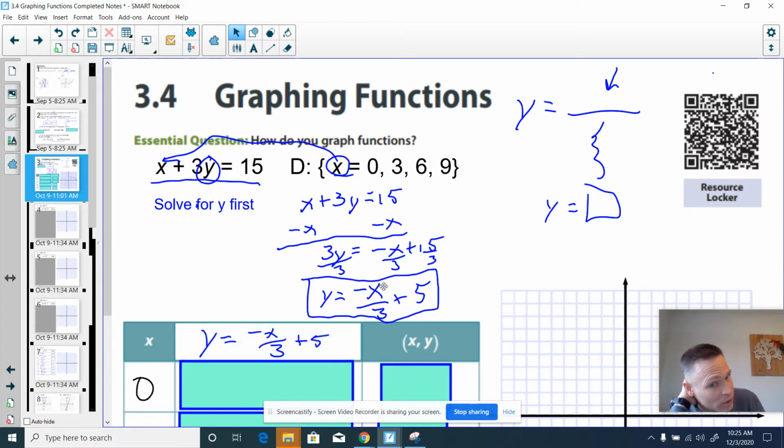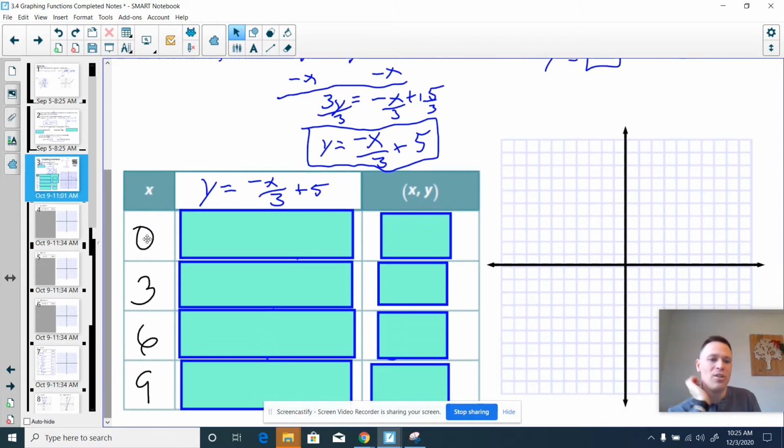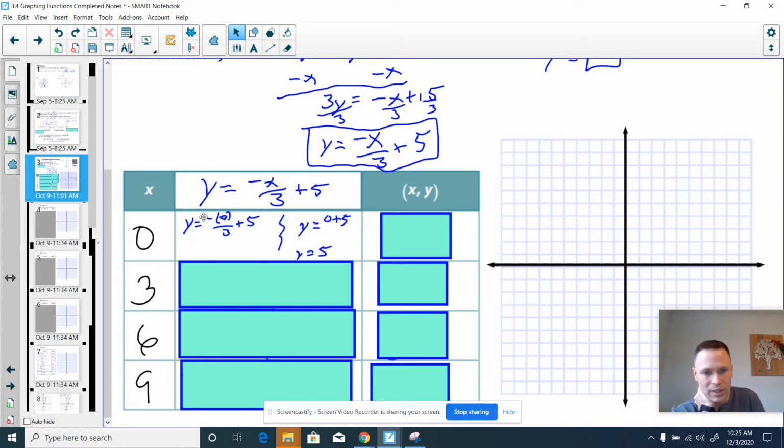So now all I have to do is substitute x values in. I substitute in my x values, right? Take the opposite of it, divide by 3, add 5. Done. And now I have to do that for every one of my domain values, okay? So this is the work for substituting in 0. I substitute in 0. 0, the opposite of that is 0. Divide by 3 is 0, and I add 5, and I get 5. So my first coordinate point is 0, 5.